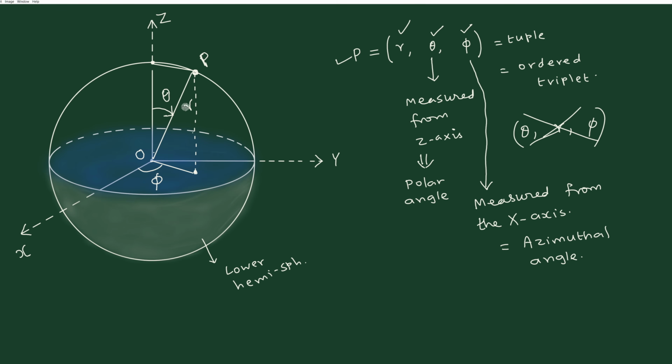Once again, I'll tell you, this is R. This is theta. So what is the opposite side? So this is the opposite side. So let us write down that this expression is R sine theta. Okay. Then what about this height? So that is equal to R cos theta.